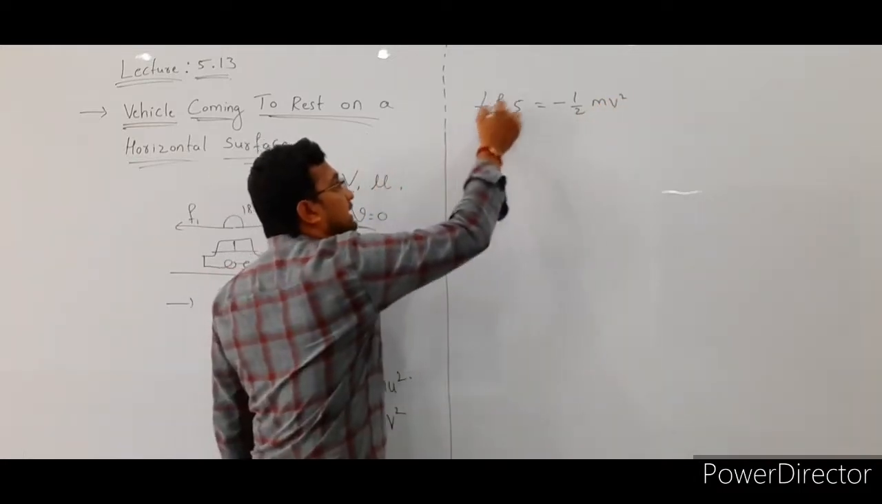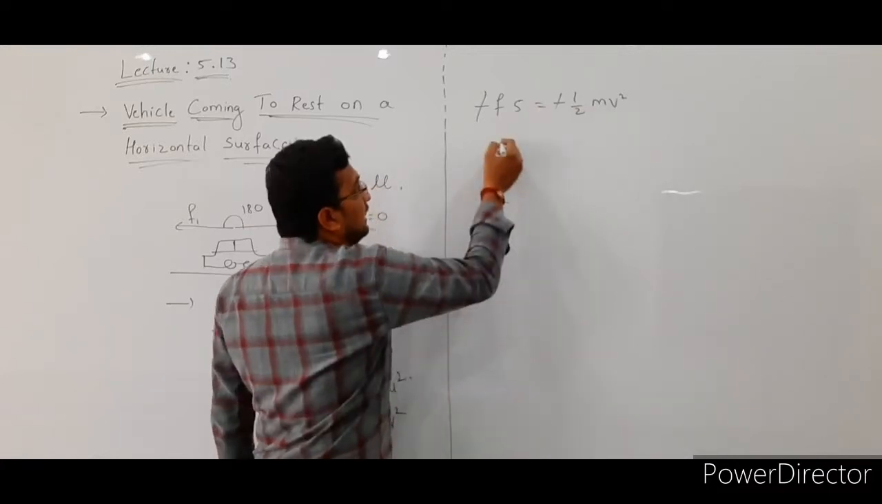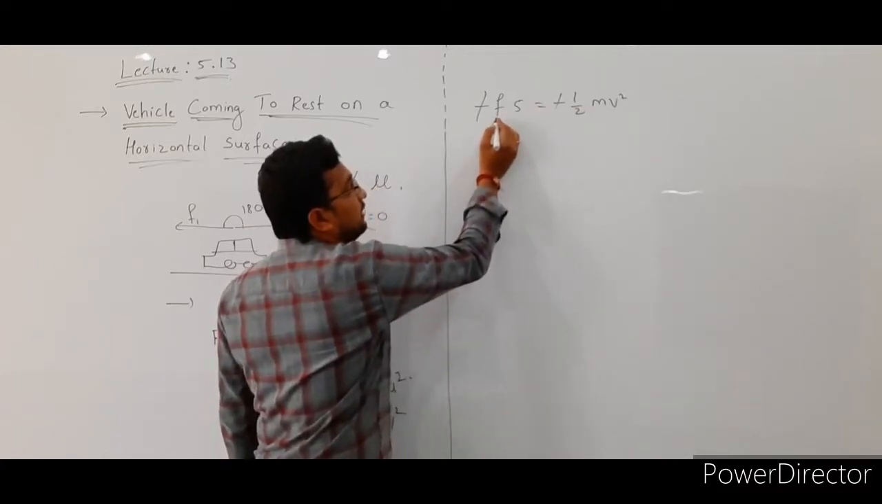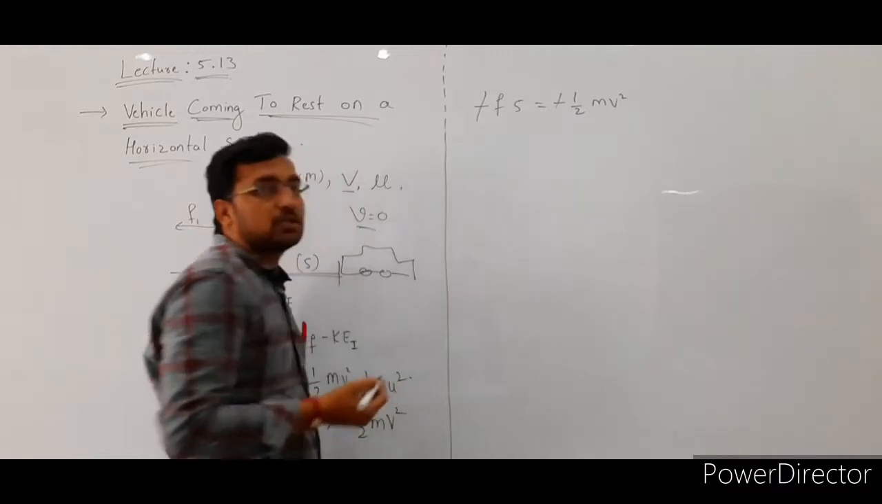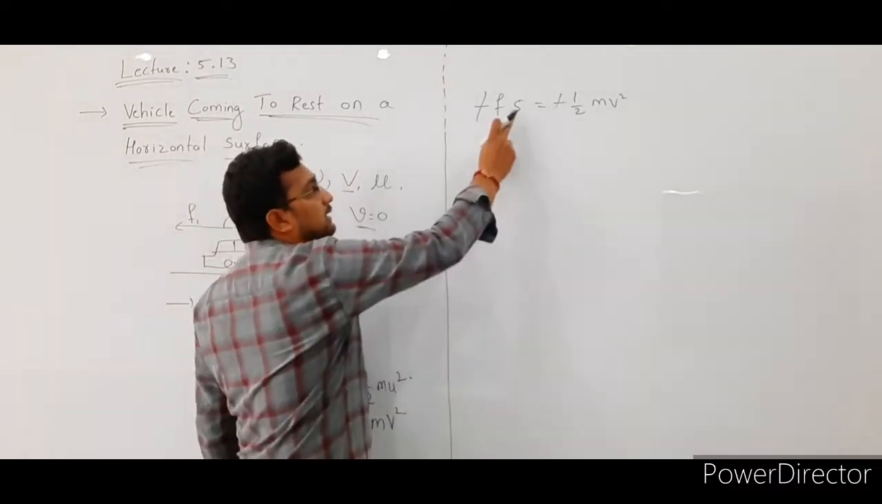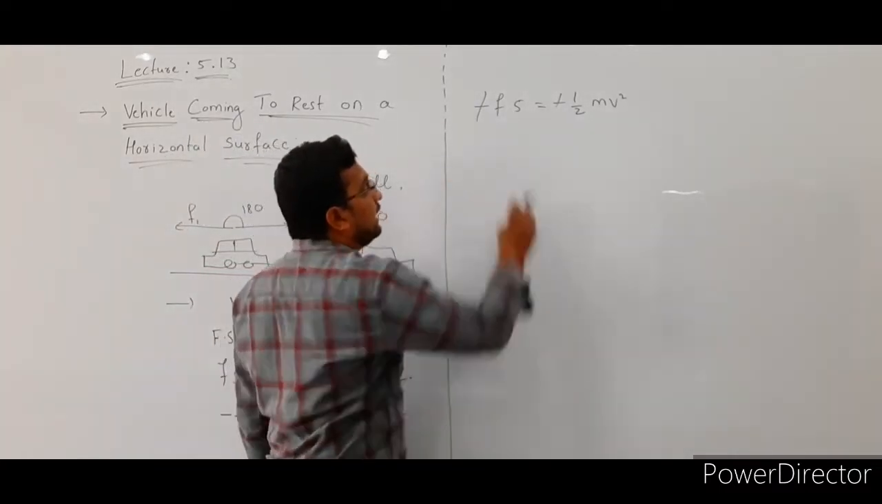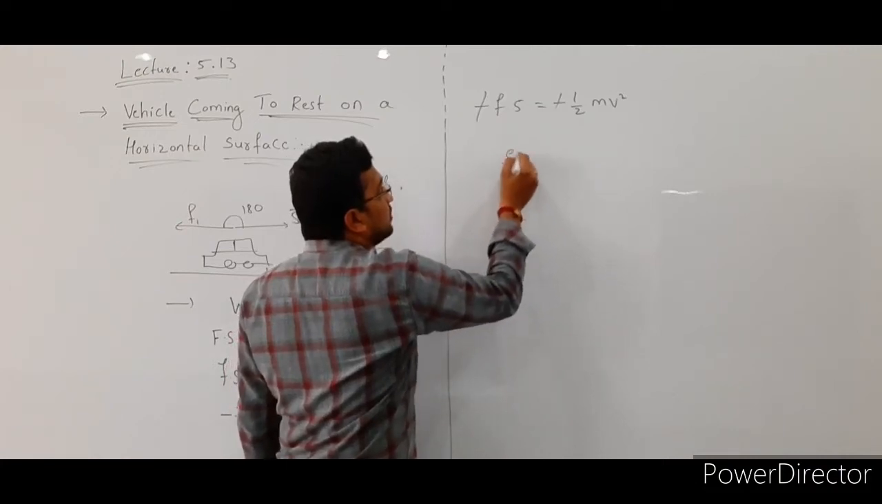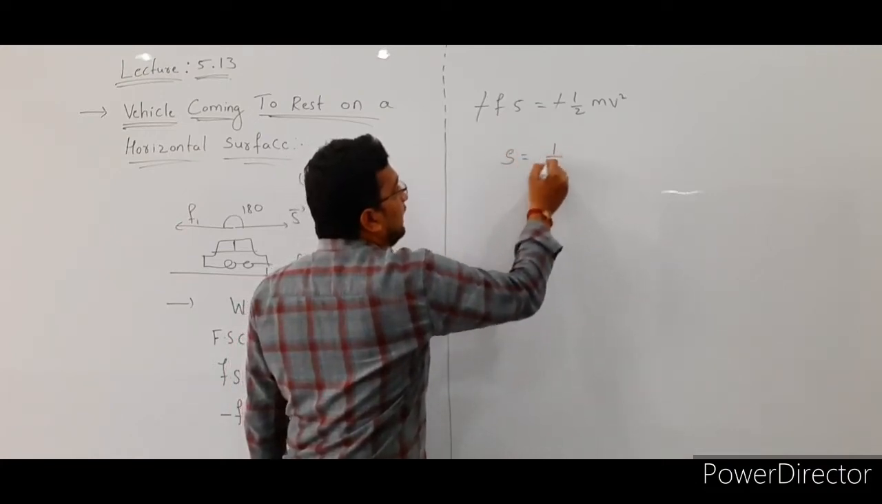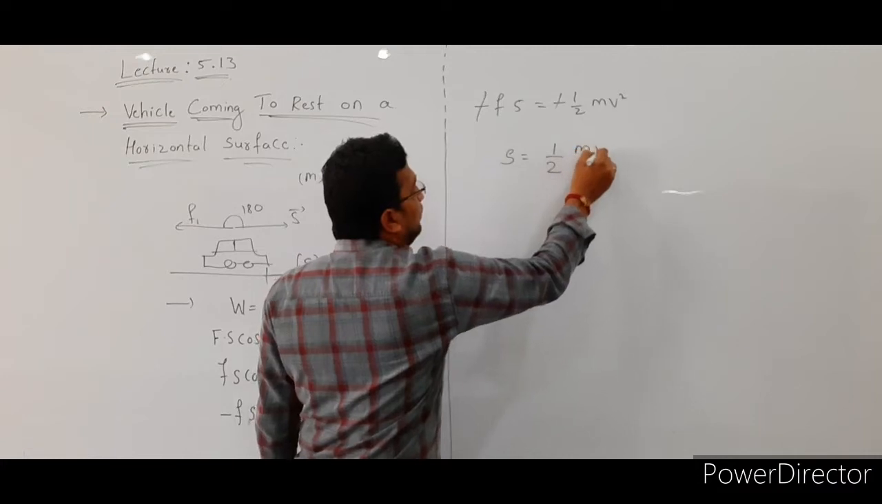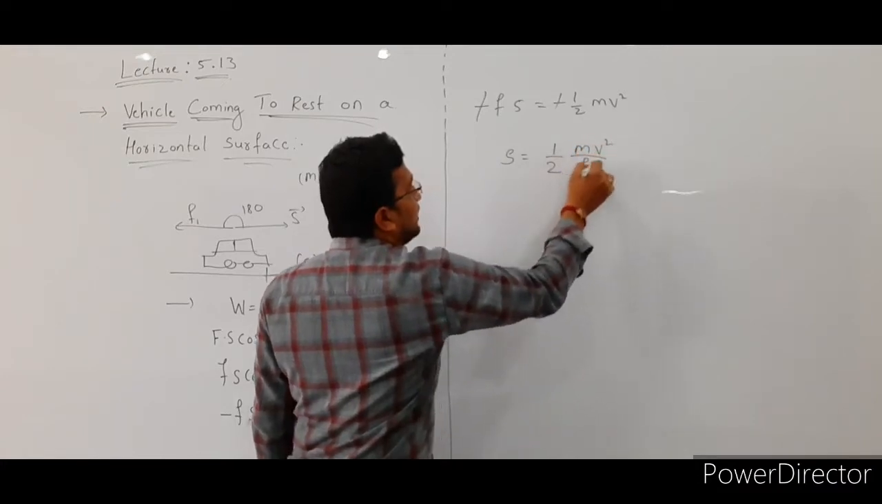In this case the minus signs on both sides get cancelled. Here F indicates the friction force and S indicates the stopping distance. We want the S value, so the stopping distance is equal to 1 by 2 m v square divided by the friction force.